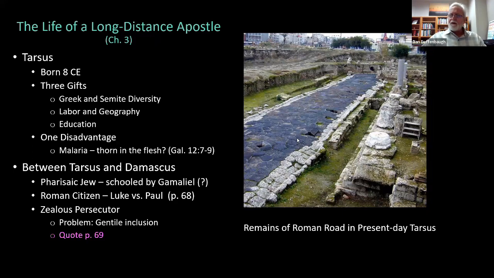So, any thoughts about the malaria? I think that's an interesting thesis that Crossan and Borg suggest, one that I'd never heard before I read this book several years ago, but it's an interesting one.